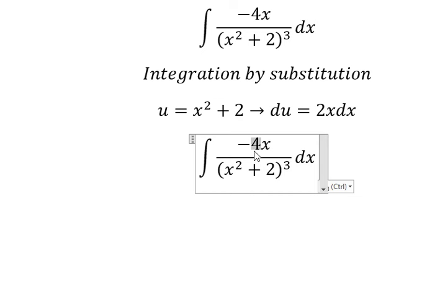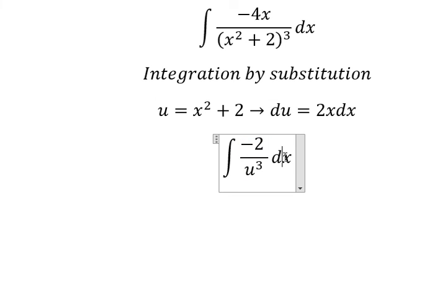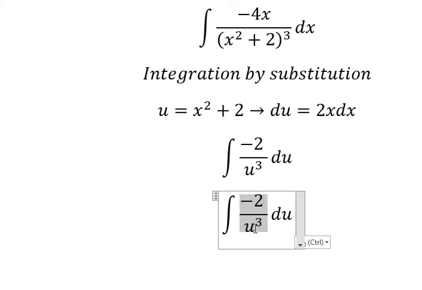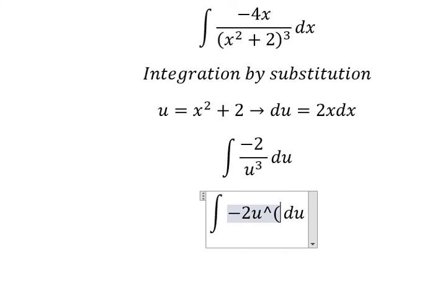Number 4, we can put into number 2 multiplied by number 2. So this one we change to u. 2x dx we change to du. So this one we have negative 2 u to the power of negative 3.